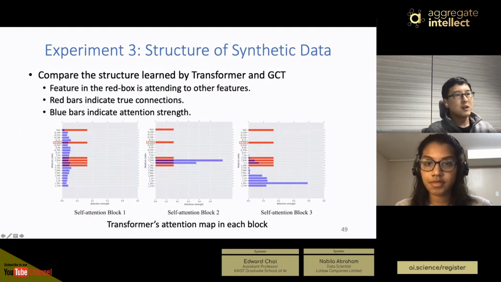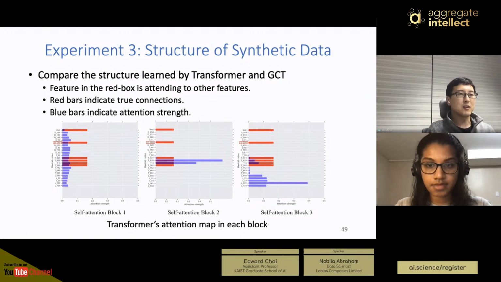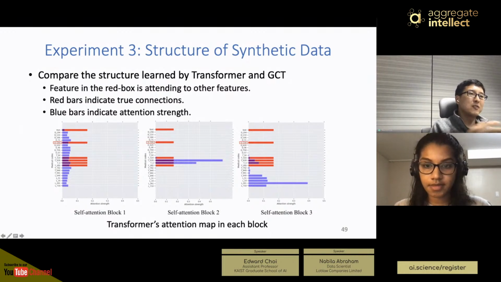Then in the second block, it picks up the signal: a very significant amount of attention is applied to these two, which are true connections, but it is missing the other ones. And when you go to block 3, it is attending to the ones that are not actually connected. A lot of energy is being poured towards here instead of here. So this shows that the Transformer is not really learning it. I was doing a graph reconstruction test for this, and when jointly learning the graphical structure, it is not doing a very good job.